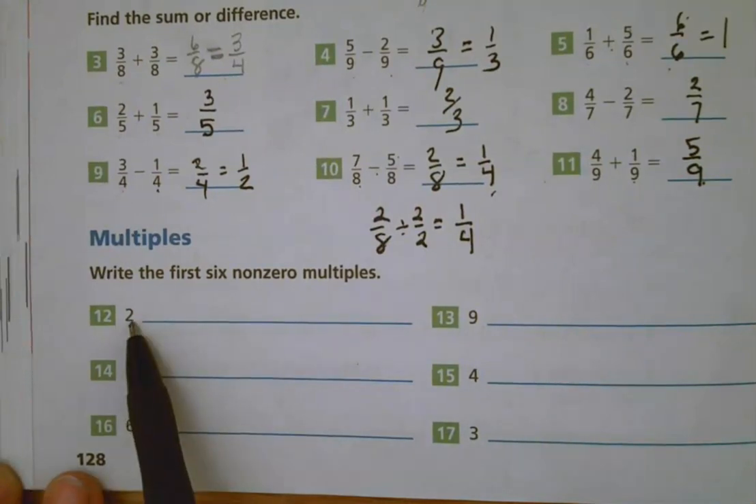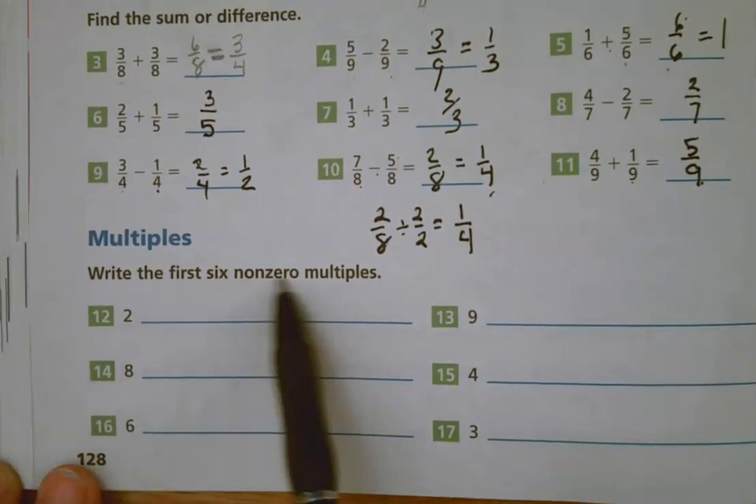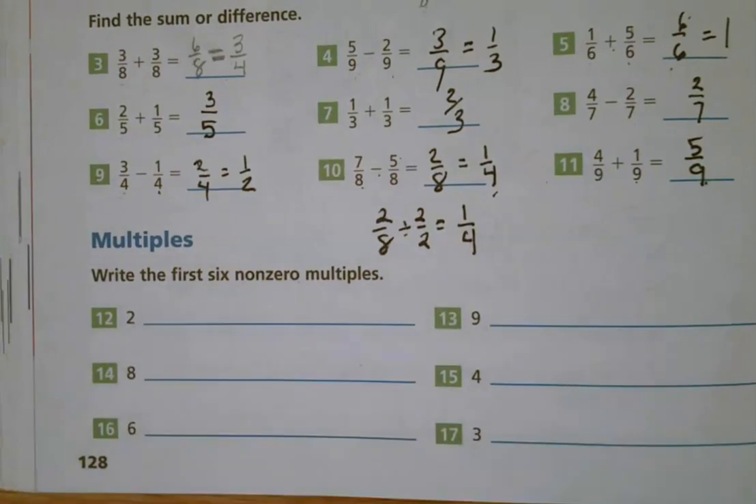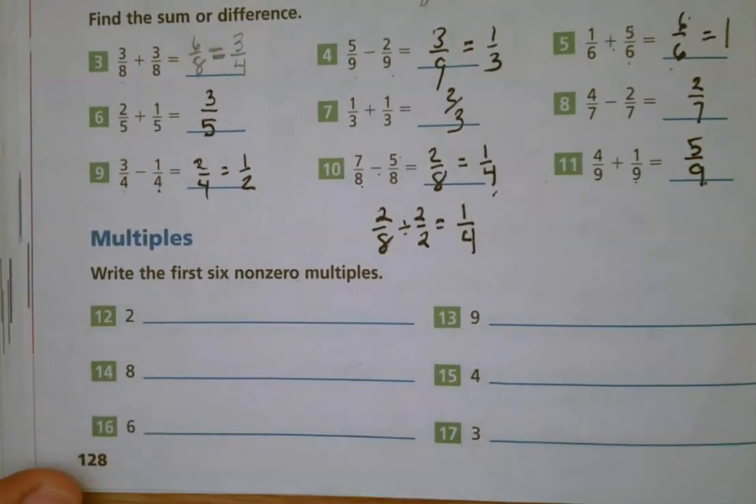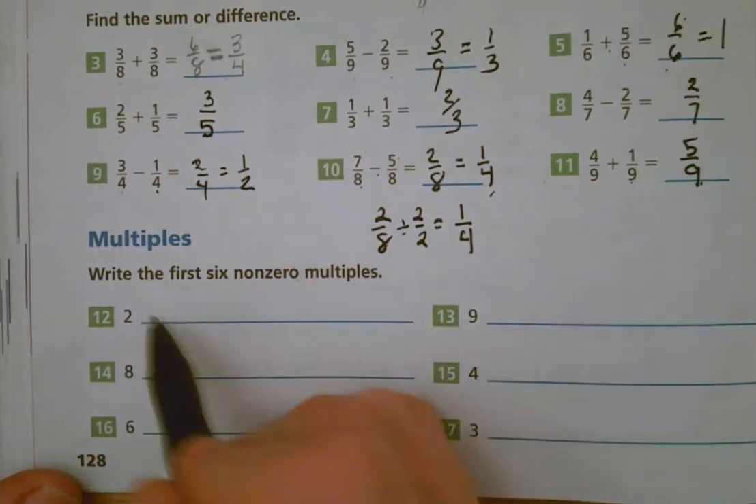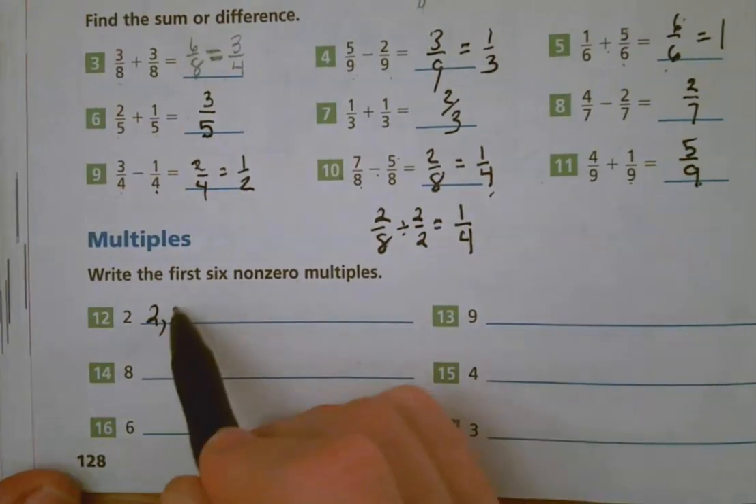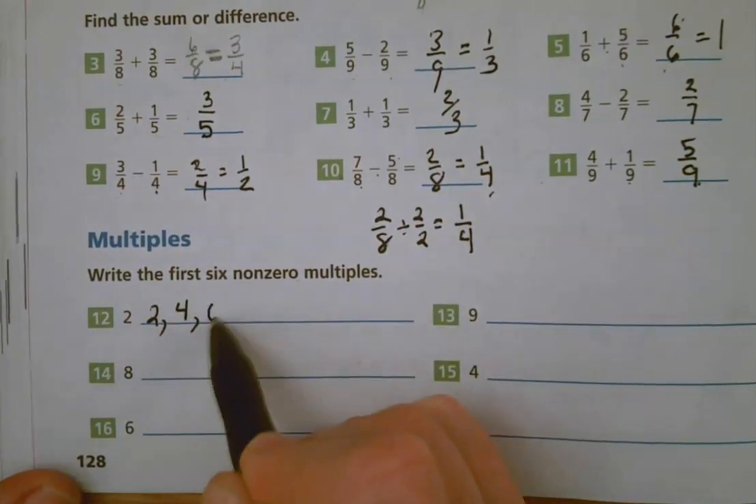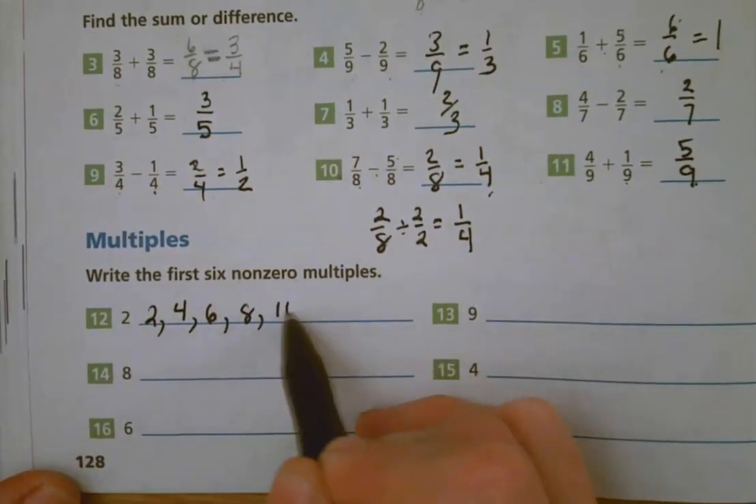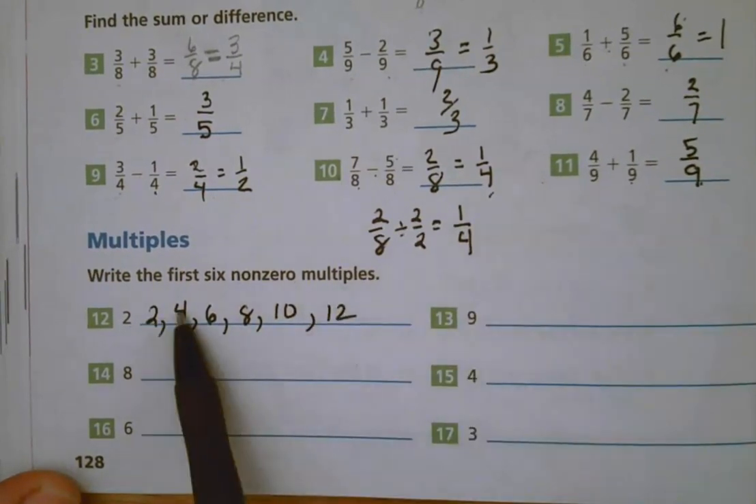So the first problem says write the first 6 non-zero multiples. Now they're saying non-zero because they don't want you to put a 0 here first. 0 is a multiple of every number, but it really isn't used for fractions very often. So we're not going to worry about putting zeros as our first multiple. So we're going to start with, instead of 0, 2, because 2 times 1 is 2, then 2 times 2 is 4, 2 times 3 is 6, and we can see the pattern here, 2, 4, 6, 8, 10, and 12, and I think that's 6.